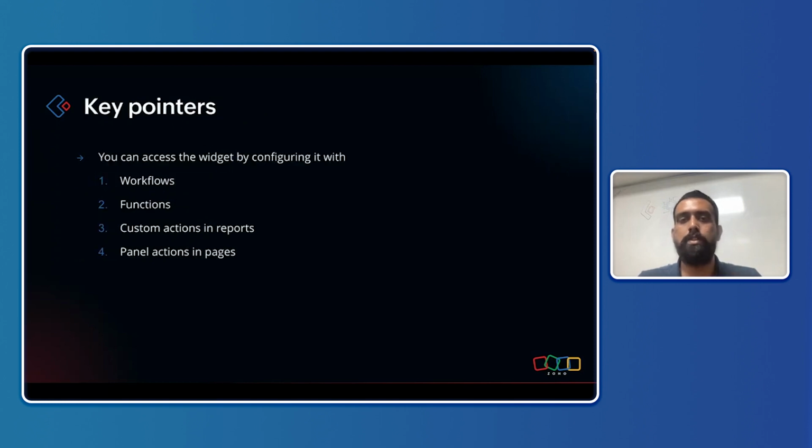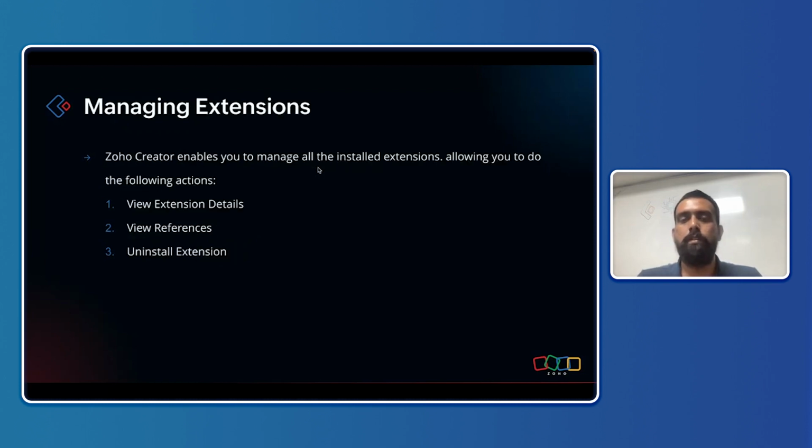And now let's look at some of the key pointers. The major one over here would be that you can access the widget by configuring it with the workflows, functions, and custom actions inside reports, and panel actions inside pages as well. So by using the timer from Zoho Creator, you can also configure it with workflows, functions, custom actions in reports, and panel actions in pages as well. Now let's look at how you can manage extensions.